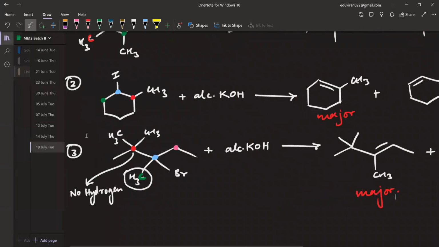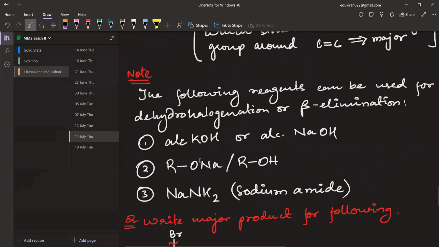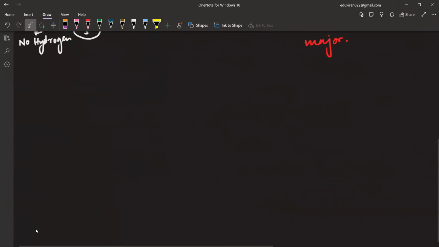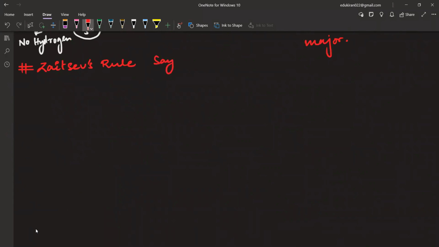Did we write Zaitsev's rule last time? I don't think so. Okay, next. Zaitsev's rule. It is written as Zaitsev's, but it is pronounced as Zaitsev's. Now, this rule is the same thing that we have written. Please write.